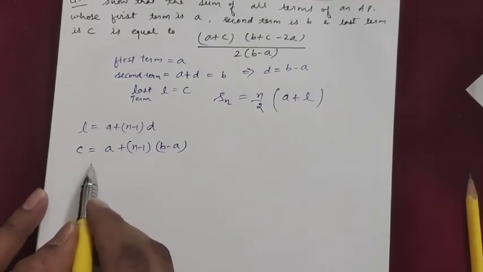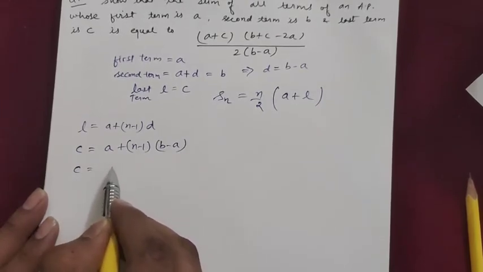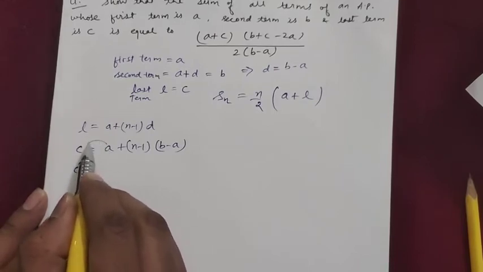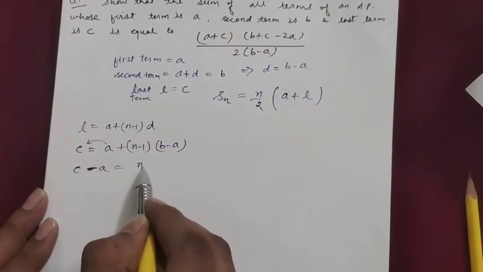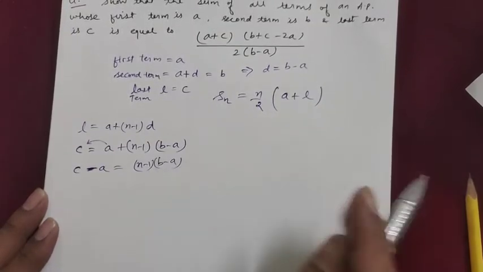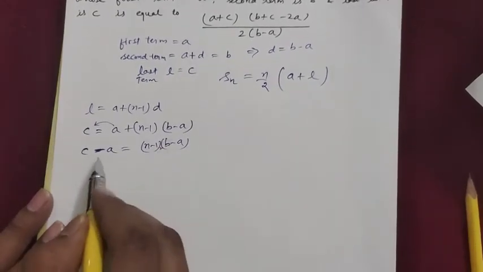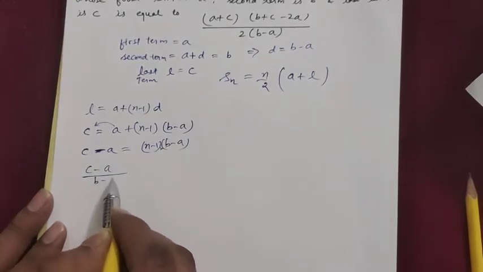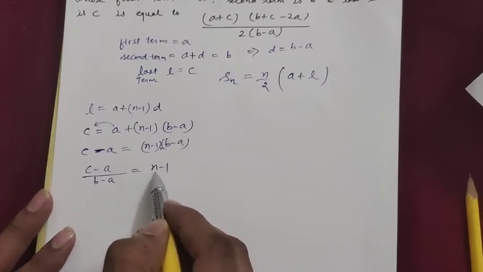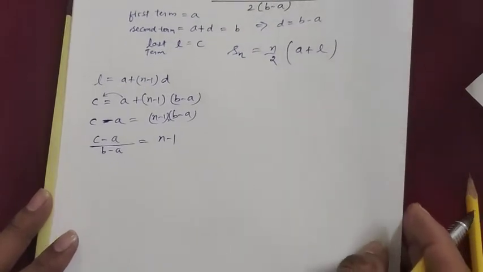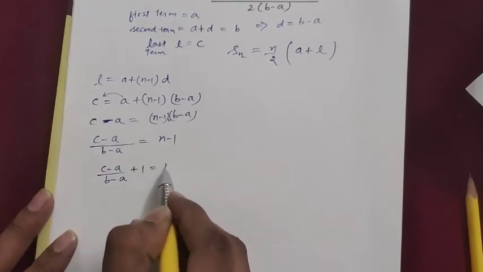just solve it. We can have C equals to, or we can just transpose it here. So C minus A equals (N minus 1) times (B minus A). Now just transpose this. So (C minus A) upon (B minus A), and here on the other side we have N minus 1. Now in order to get the value of N, solve it further, and we will have (C minus A) upon (B minus A) plus 1, right?